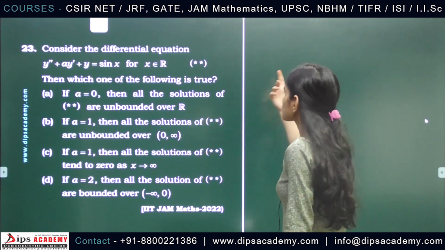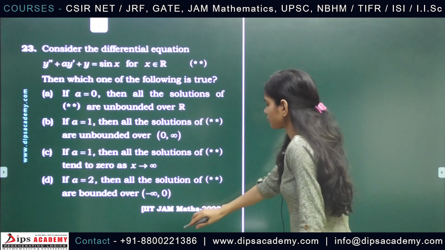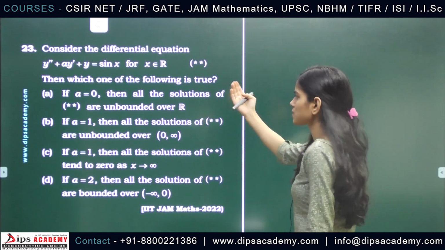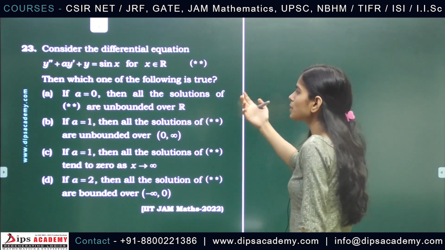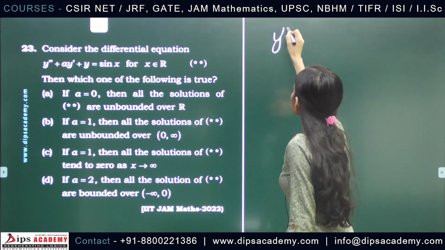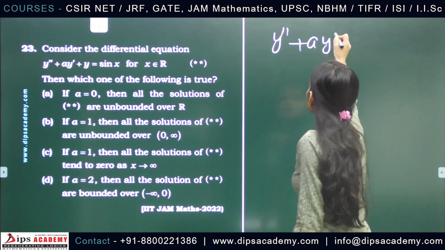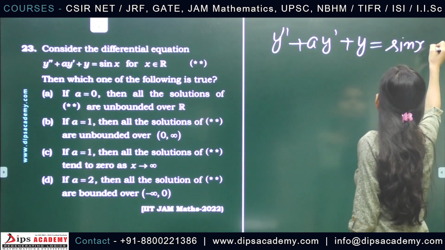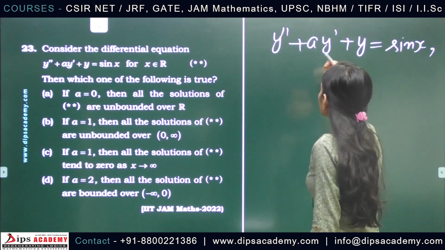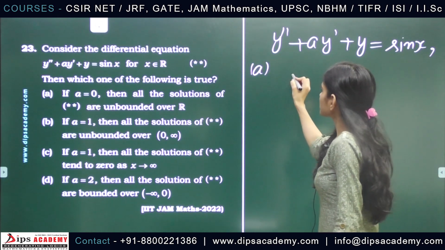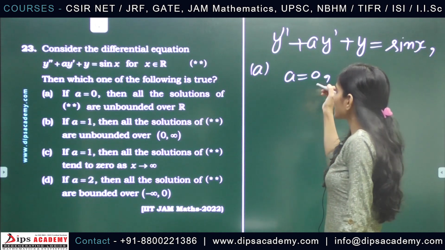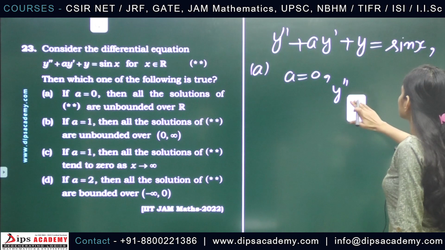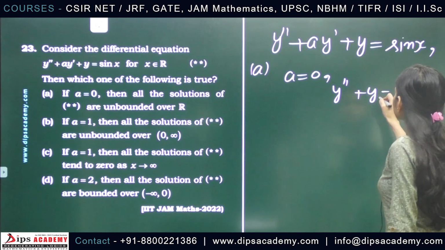So we talk about the first option, which says that when a is 0, all the solutions of this differential equation are unbounded over R. We are given the differential equation y'' + ay' + y = sin x. In option A, a is 0, so this differential equation converts into y'' + y = sin x.